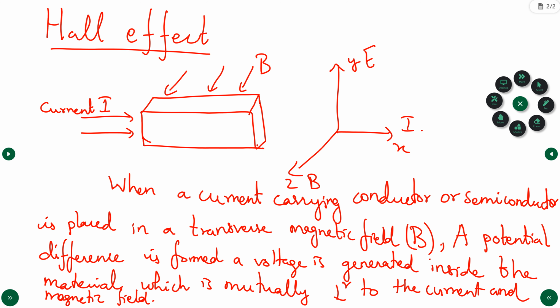So here this effect is called as Hall effect, and the voltage generated is called as Hall voltage. Okay, finally you can write. After writing this, write this sentence also. This effect is called as Hall effect, and the voltage generated is Hall voltage.